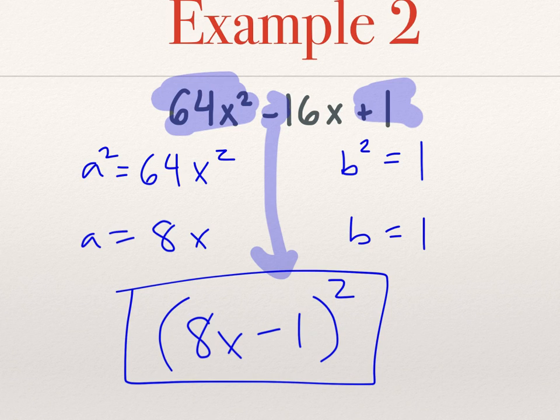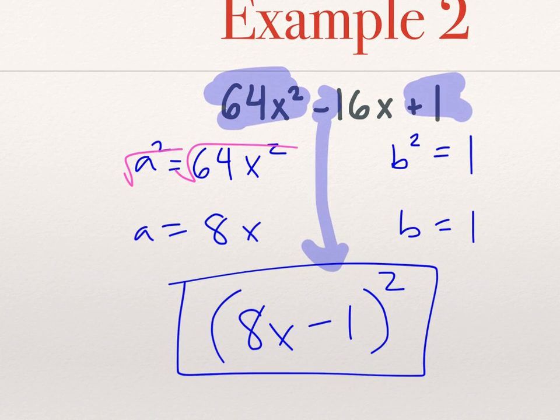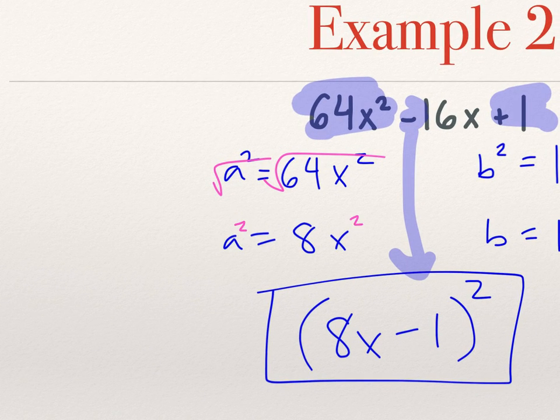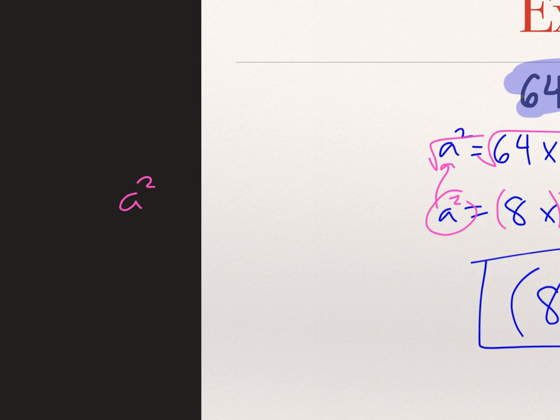That's a good question. So we're taking the square root of this and the square root of this. So we need to find what times what gives us 64 and what times what gives us x squared. So if we square both of these sides to get our a to be a squared, we have to square the 8x. So a squared is equal to 8x times 8x, because we're squaring it. So the 8 times 8 would give us 64, and the x times x would give us x squared.